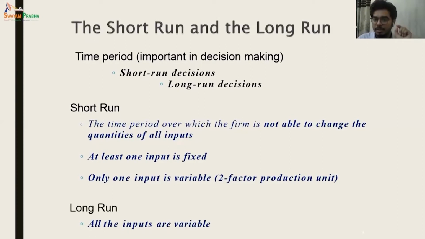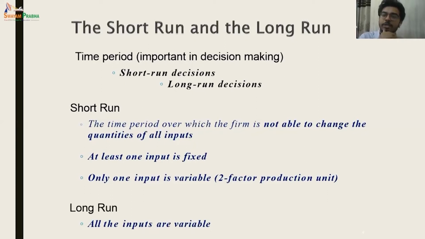In short run, it is a time period over which the firm is not able to change the quantities of all inputs. At least one input is fixed. All right. Whereas if we are considering only two inputs, then one will be a variable input and the other will be a fixed input.